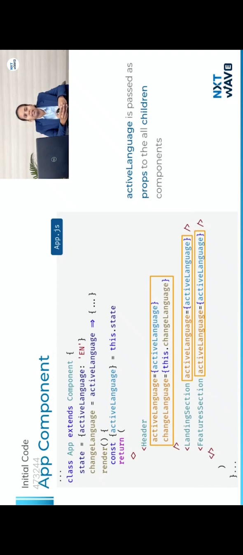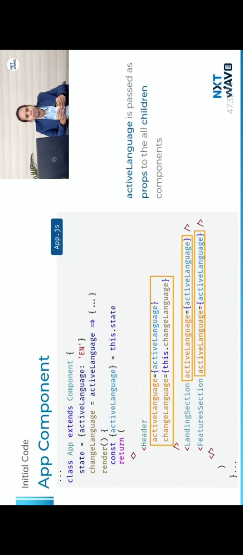So you can see that we are passing the active language to all these three sections. The active language is being passed to all three sections because, based on the active language, the content has to be appropriately displayed, right? If it is English, we have to show English content. If it is Hindi, we have to show Hindi content, right? So that's the reason we are passing the active language as a prop to all the three components.